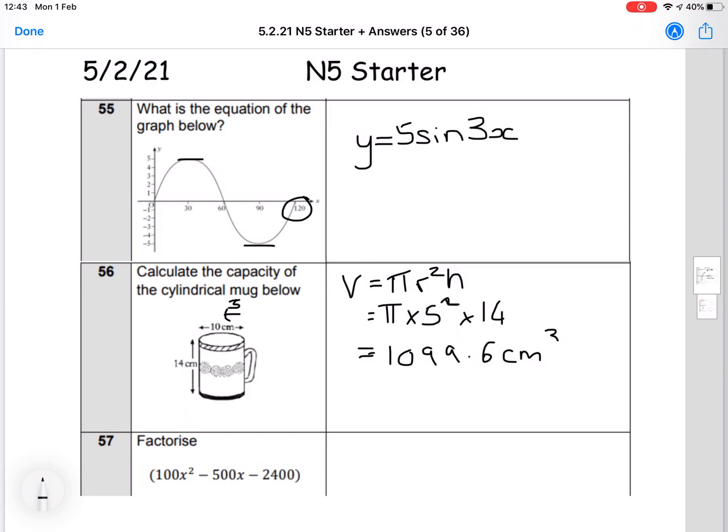It will just depend whether you prefer to use 3.14 or pi. I would advise you use the pi button just because it's more accurate for your answer.